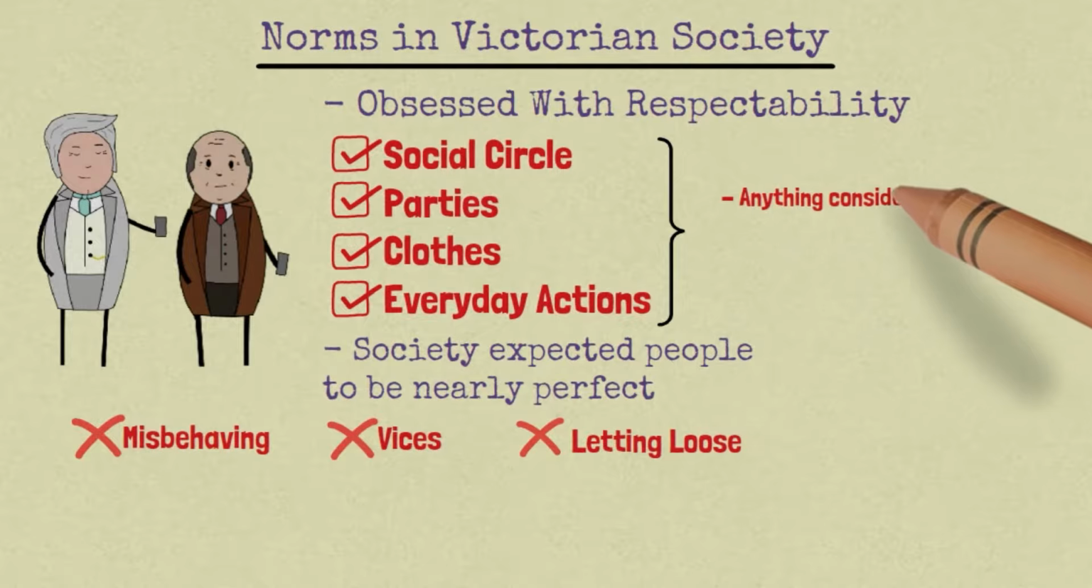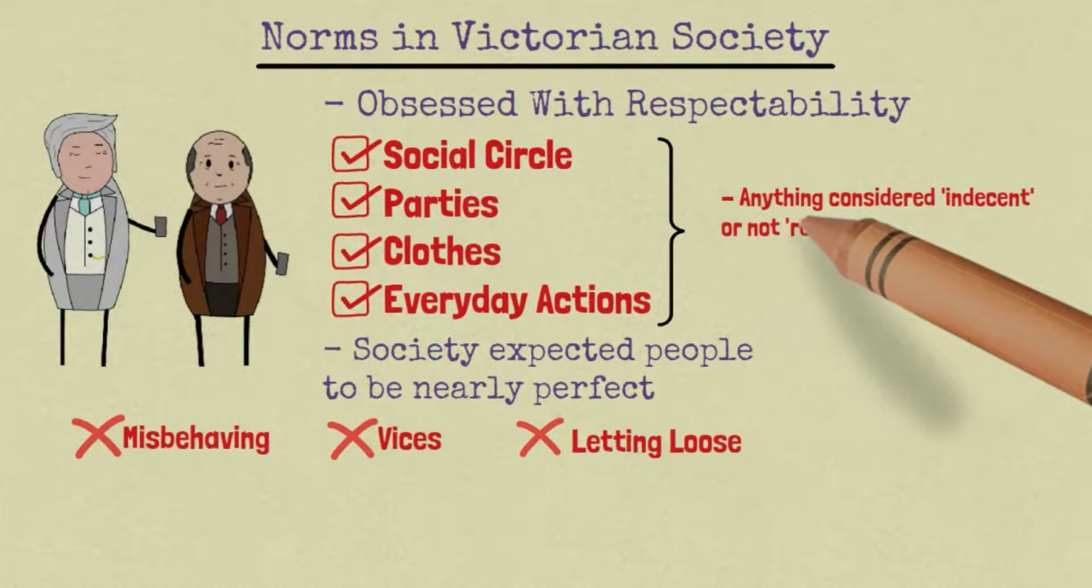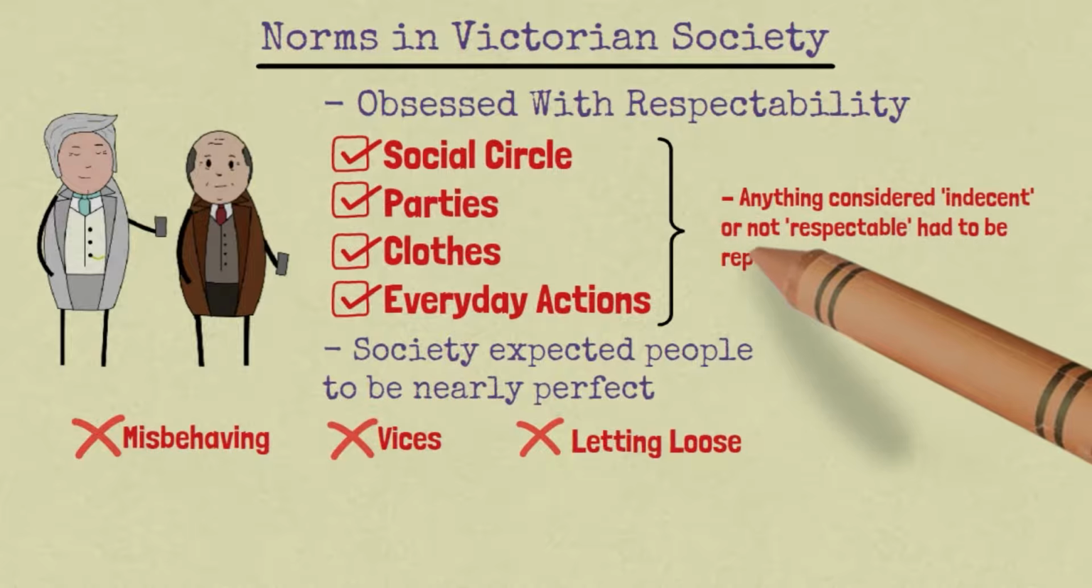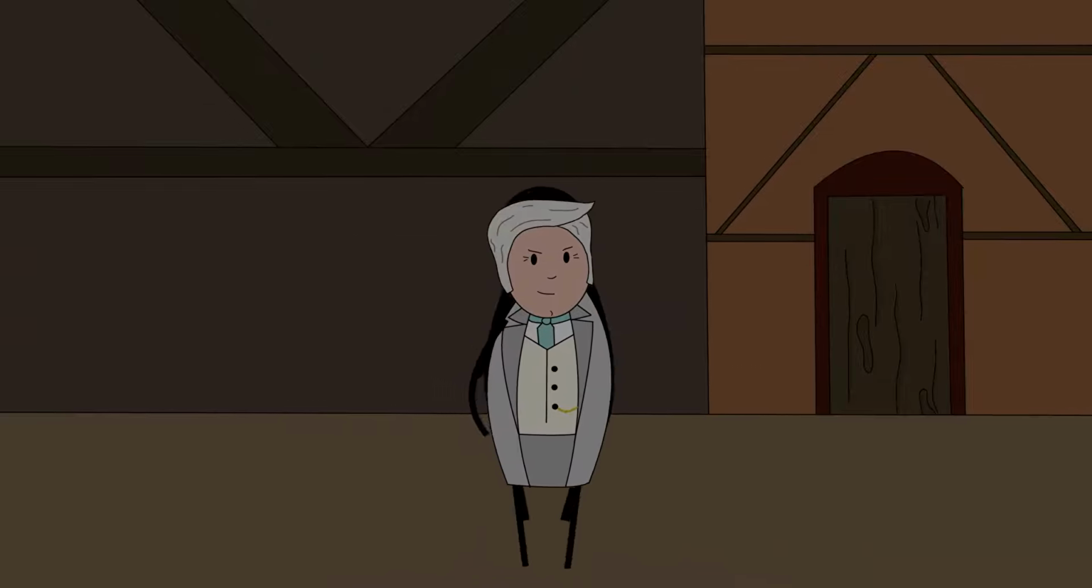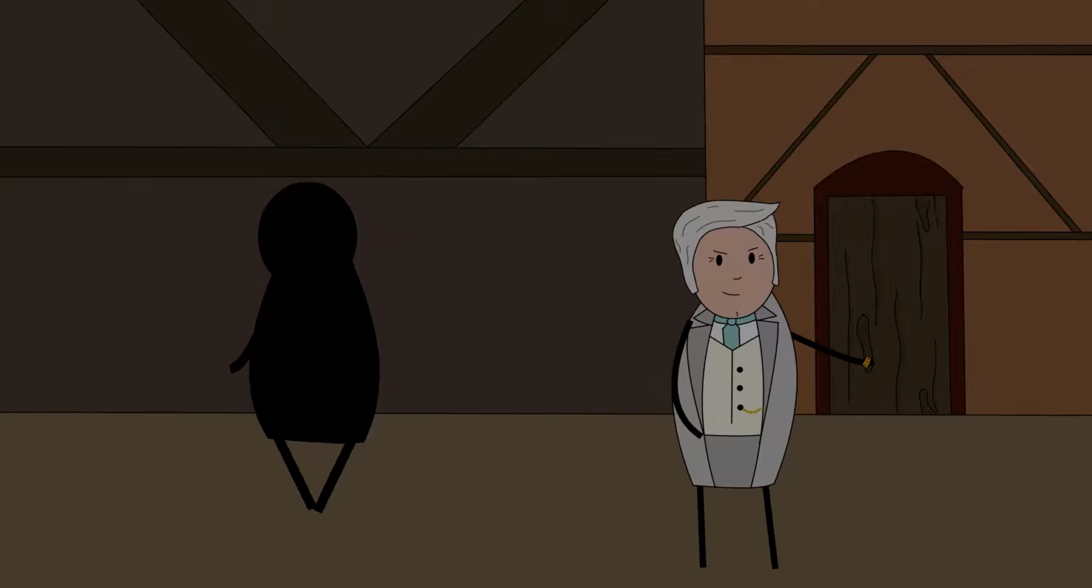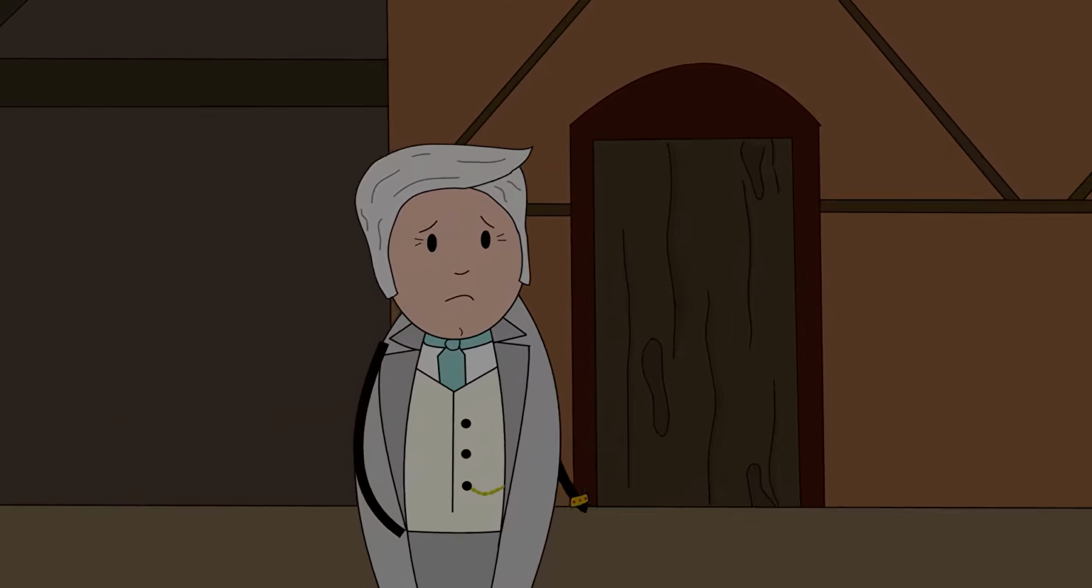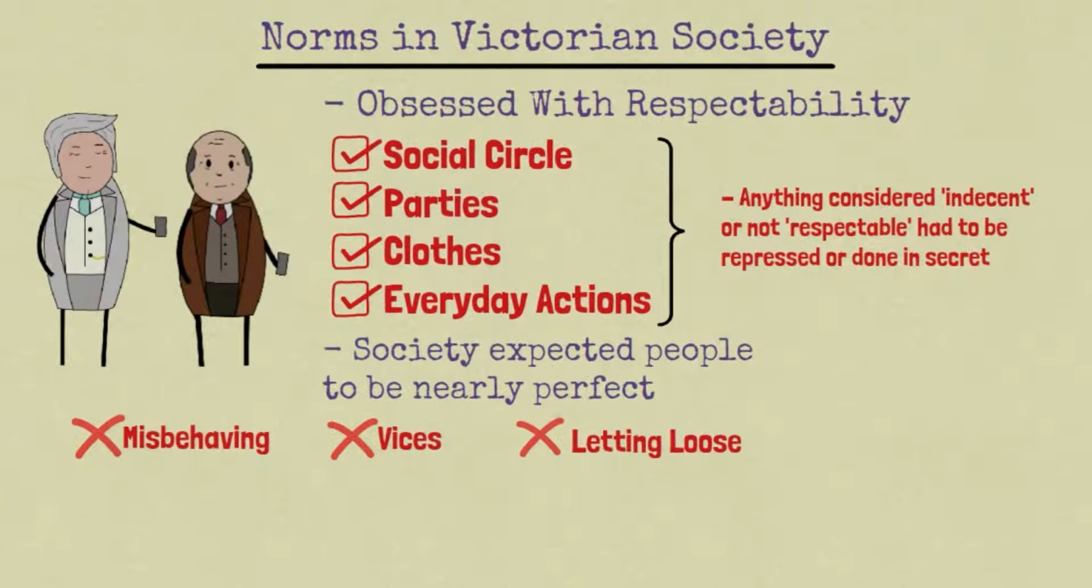Unfortunately, this meant that if you liked doing anything that was seen as indecent or not respectable, you would be forced to repress that side of yourself and maybe do it in secret and hope nobody ever found out. This is exactly what Jekyll's life was like, as he was born into a wealthy upper-class family and grew up to be a well-respected doctor in the community.